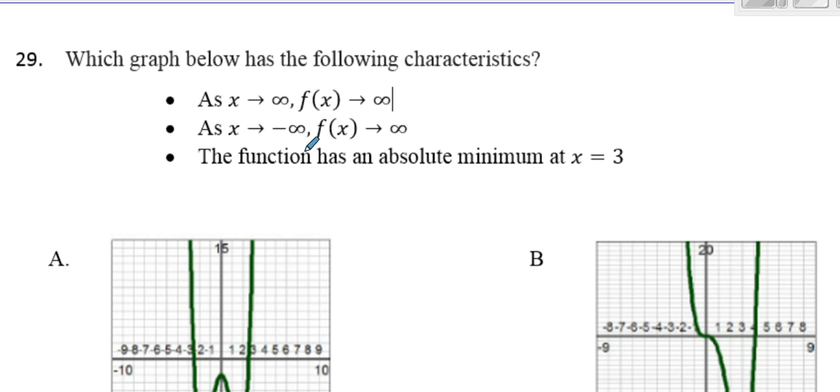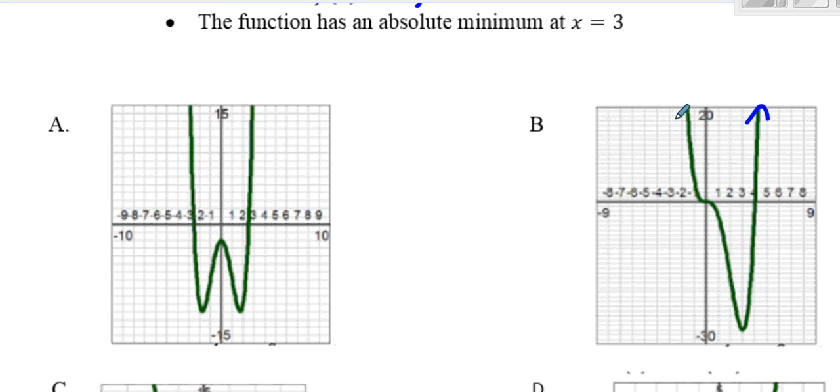So this problem is talking about end behavior. As x goes to infinity, that means as we go to the right, f of x goes to positive infinity, so that's up. As x goes to negative infinity, so that's to the left, f of x goes to positive infinity, that's up. So that means the right side's going up and the left side's going up.